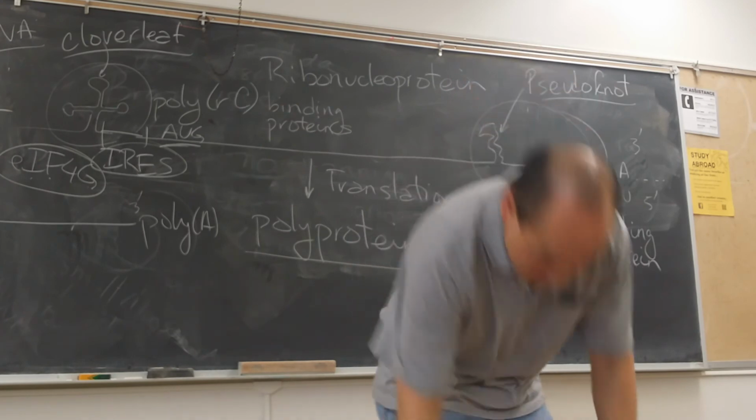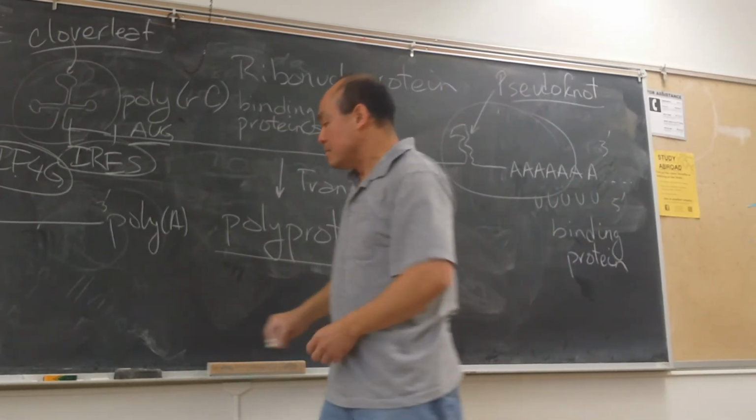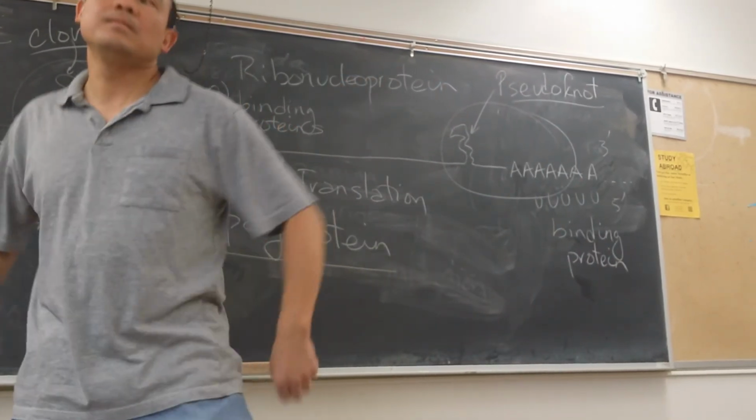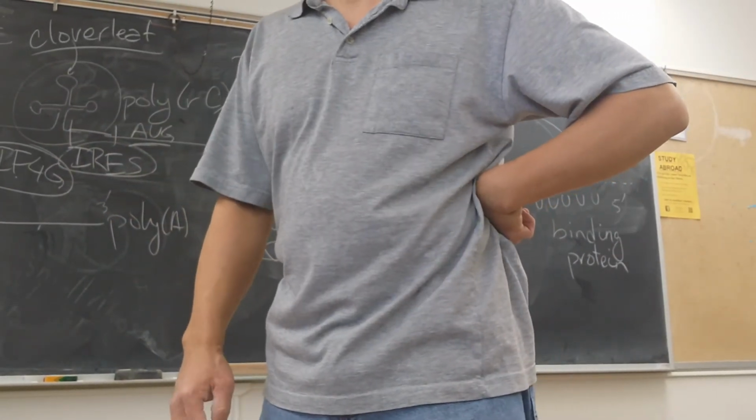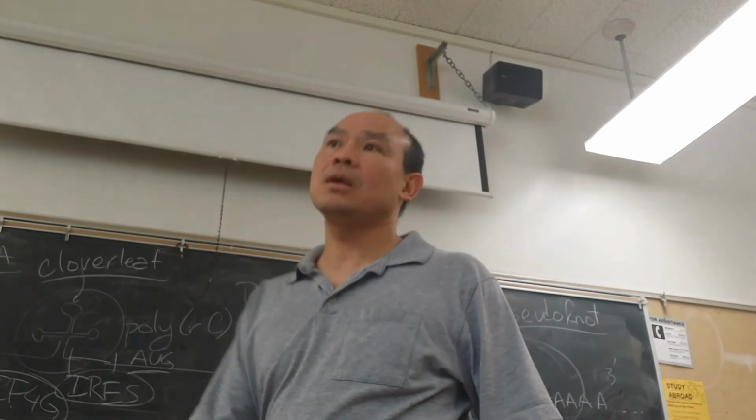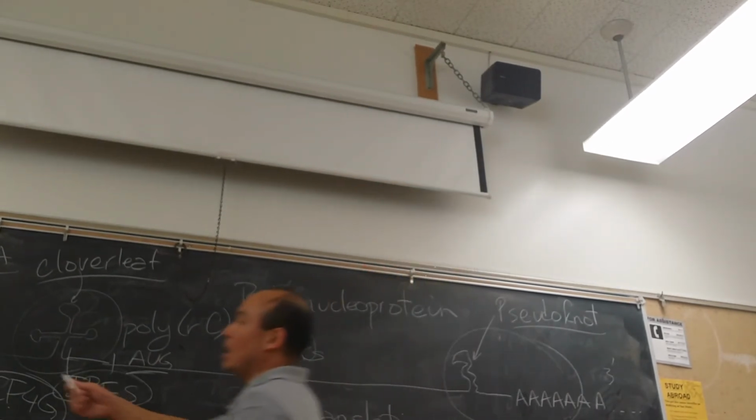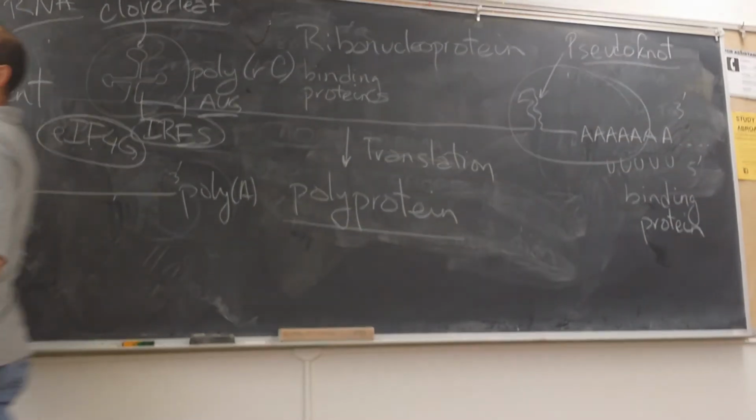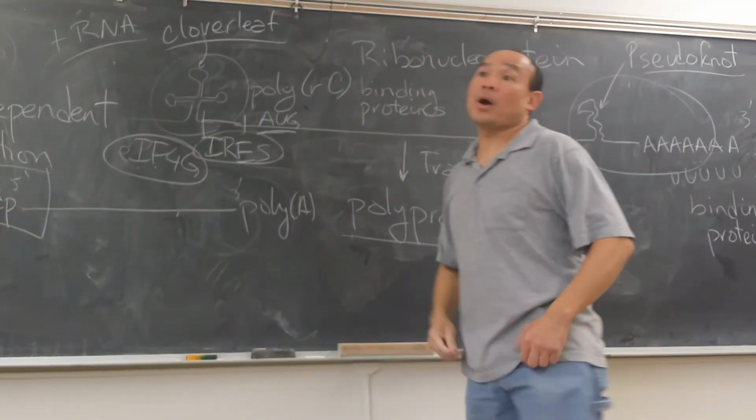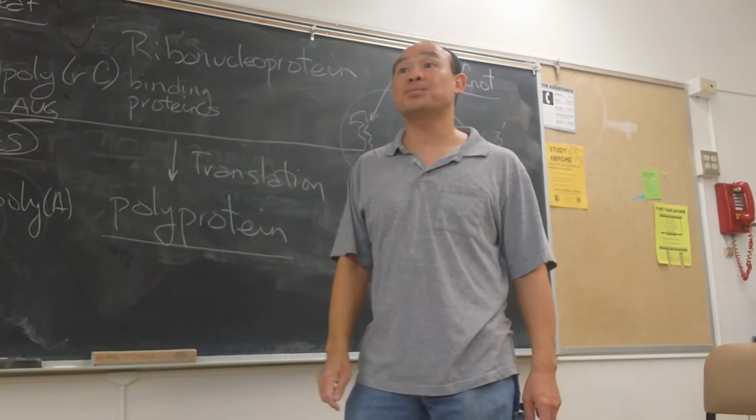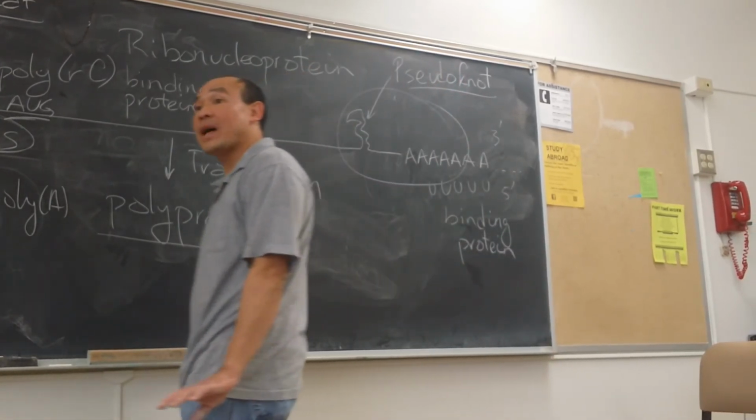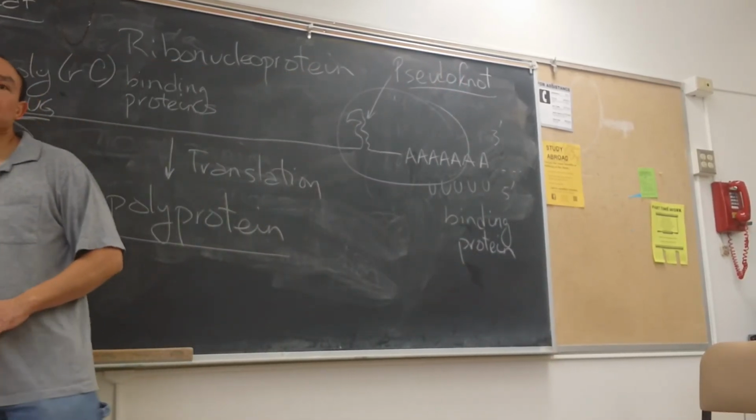Yes, sir. So how does the virus reduce the translation again? Translation. I didn't understand. 3D Pro digests the poly-RC protein. Okay. By digesting the poly-RC protein, then that slows down translation.